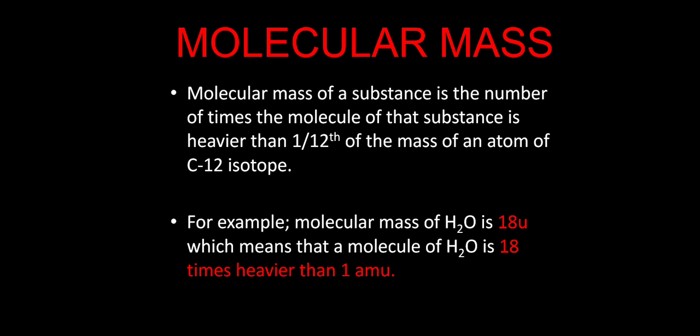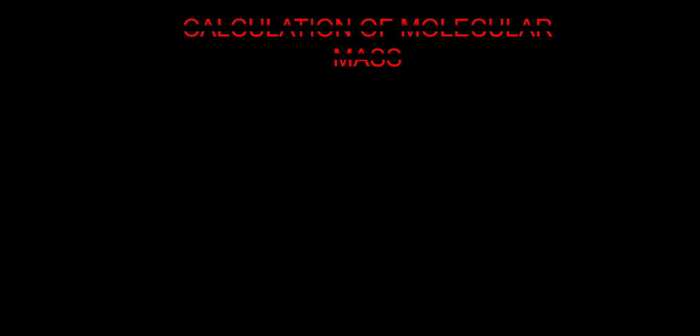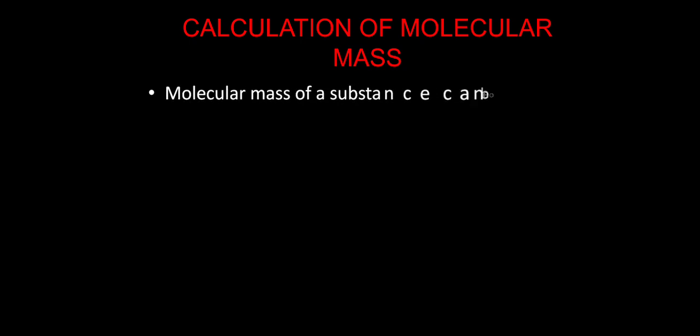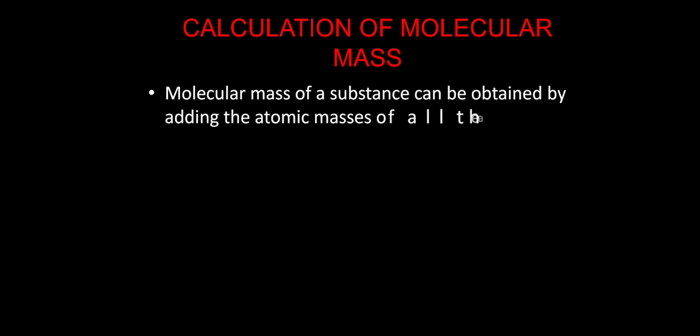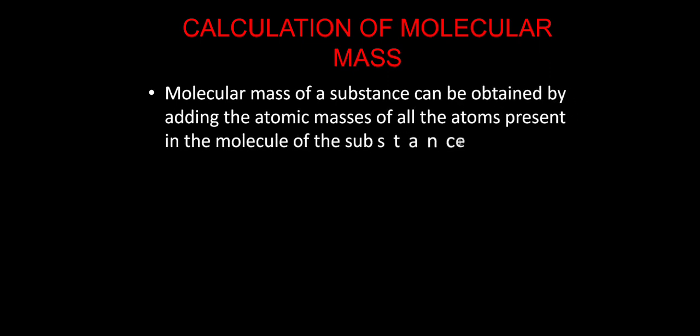Now a big question is how to calculate the molecular mass. It is a must that all the students in science stream must know how to calculate the molecular mass. Molecular mass of a substance can be obtained by adding atomic mass of all the atoms present in the molecule of the substance. So if you have a molecule of a substance, you add the atomic weight of all the elements present in it. What you get is molecular mass.